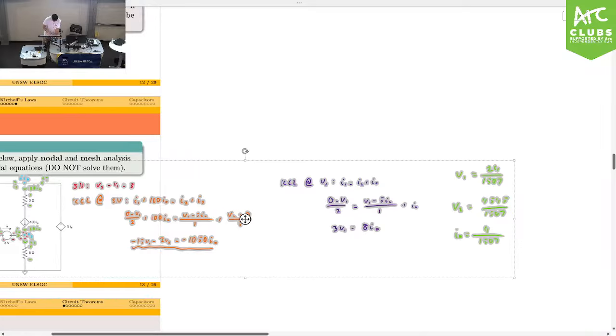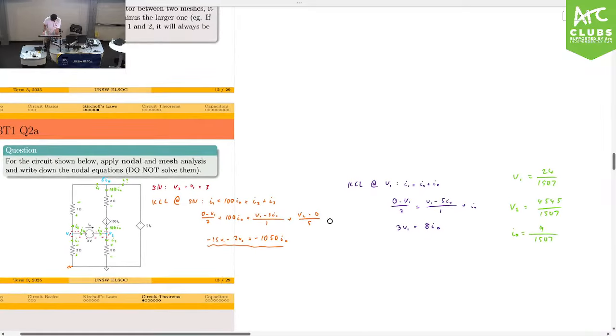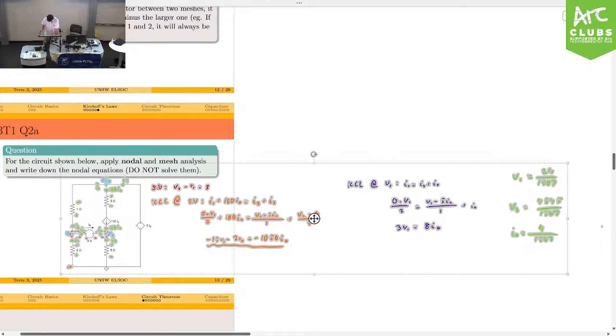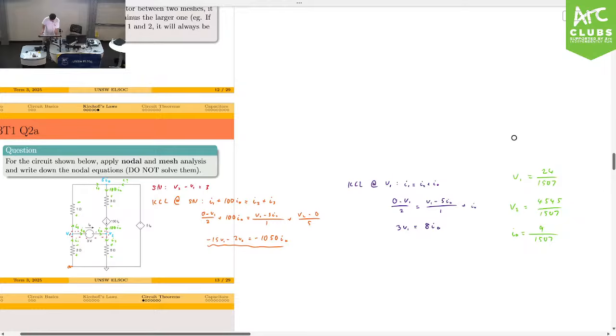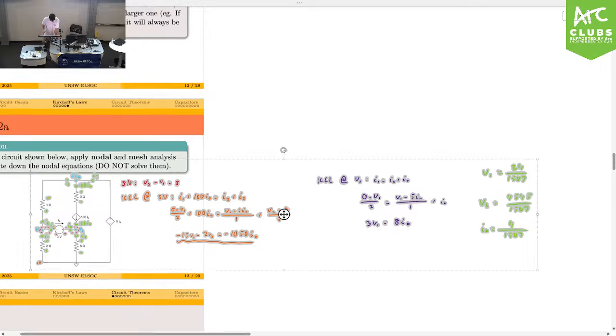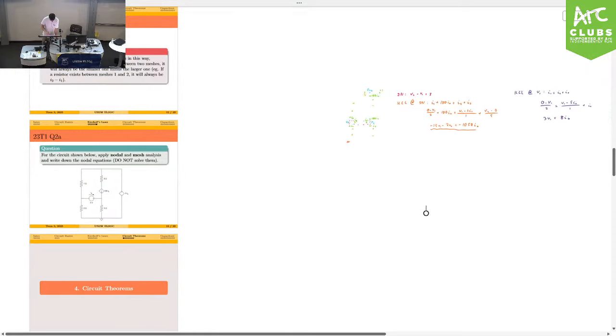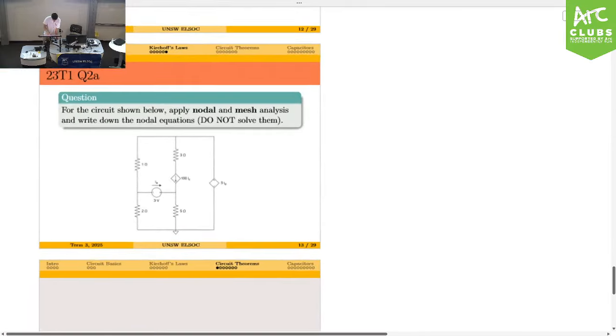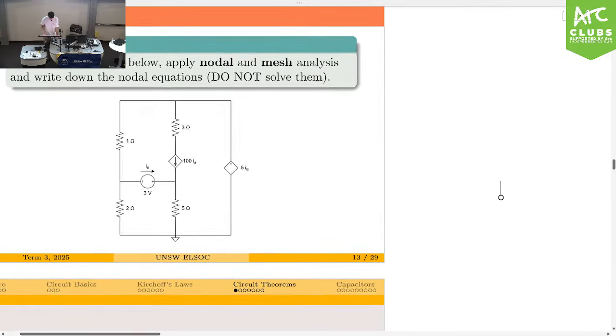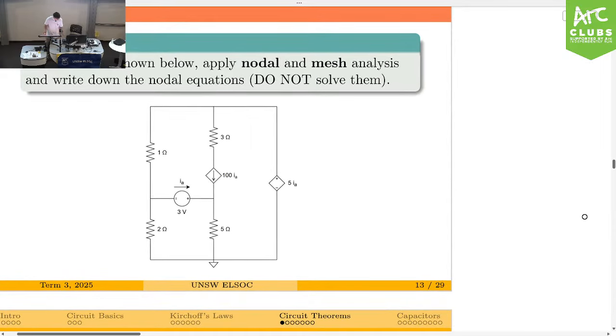okay, let me just copy this. We'll move on to do the same question with mesh analysis. Okay, we'll just move this over here. So now, let's do the same thing, but with mesh analysis.